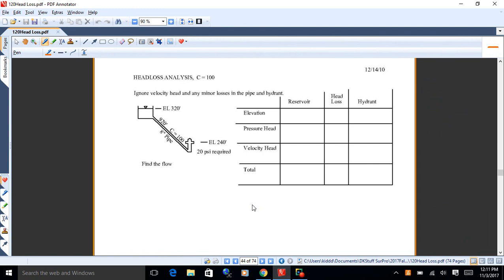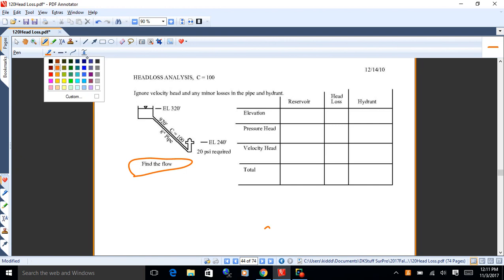All right, so we've got page 116, and we've got this problem here. Now notice we're doing something a little different here. We're not finding the pressure, we're finding the flow. So just fill in what you know on the table on page 116 there, and then we'll figure out how to get what we don't have on the table.